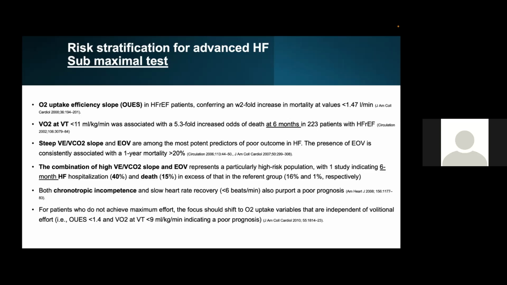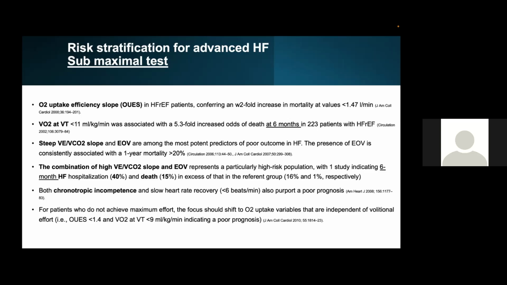Peak VO2 at the anaerobic threshold, not peak VO2. If it is less than 11, it's associated with a 5-fold increase in death at 6 months in 223 patients with heart failure with reduced ejection fraction, published in 2002. Also, the steep slope of minute ventilation to VCO2 and exercise oscillatory ventilation are among the most potent predictors of poor outcome in heart failure patients.